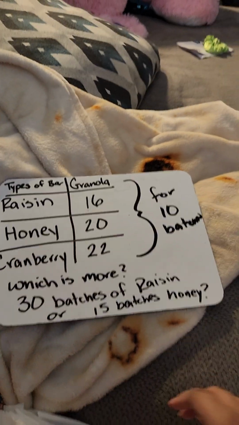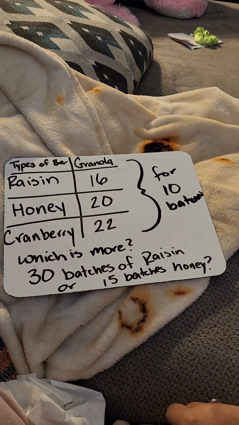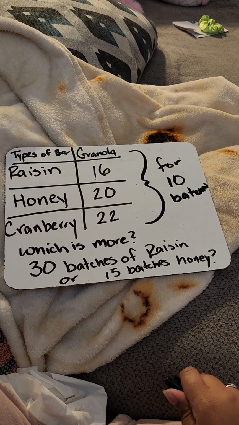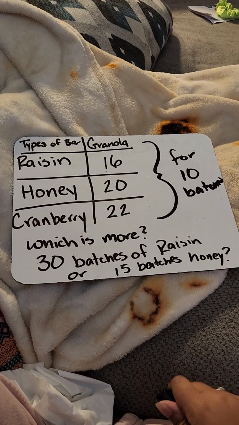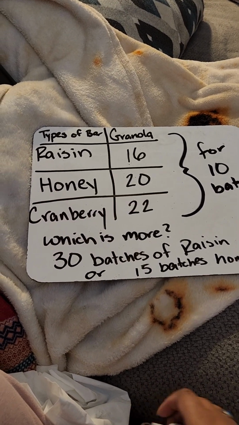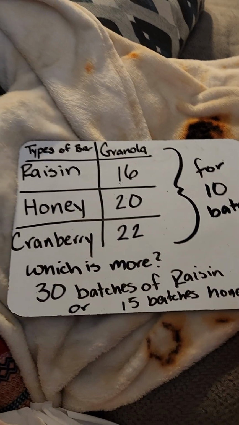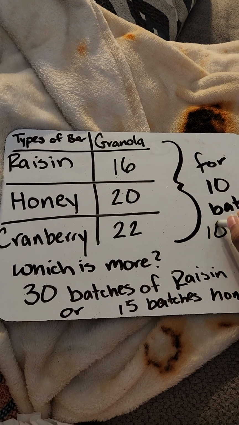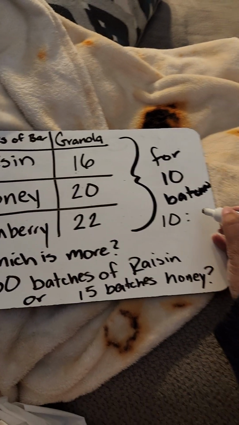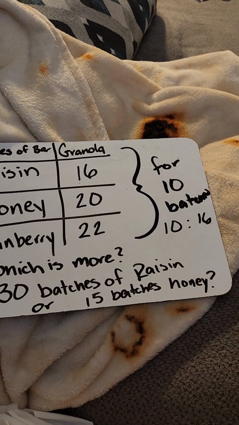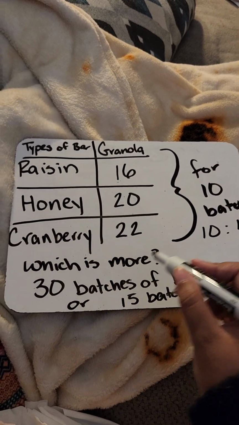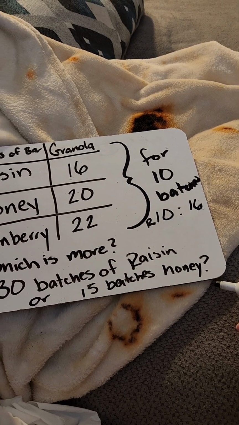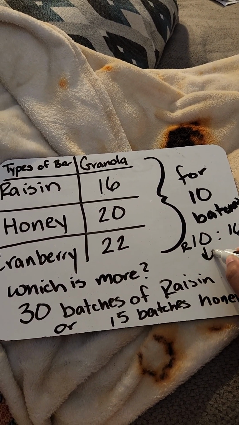Okay. So we're trying to figure out which is more between 30 batches of raisin nut and 15 batches of honey. So first, we have to figure out how we're changing our batches. So let's make our rates. For every 10 batches, I'm doing 16 cups of granola for my raisin. I'll put an R right here. And I'm trying to figure out if 30 batches is going to be more.